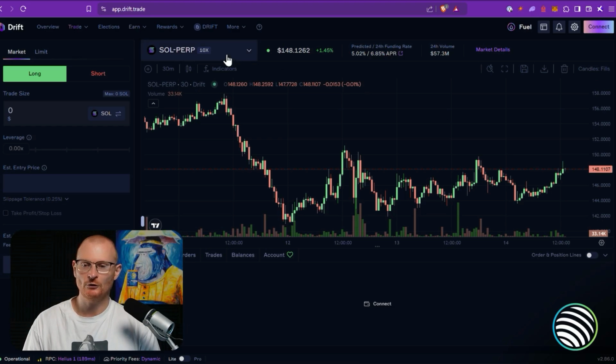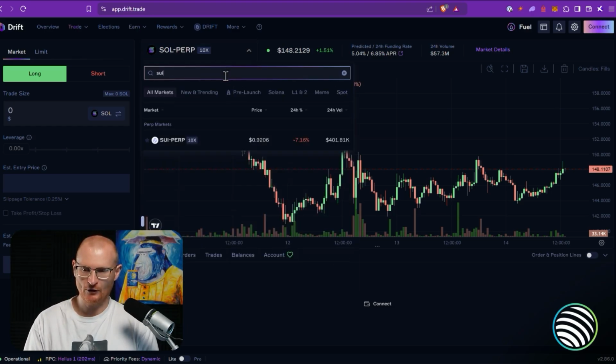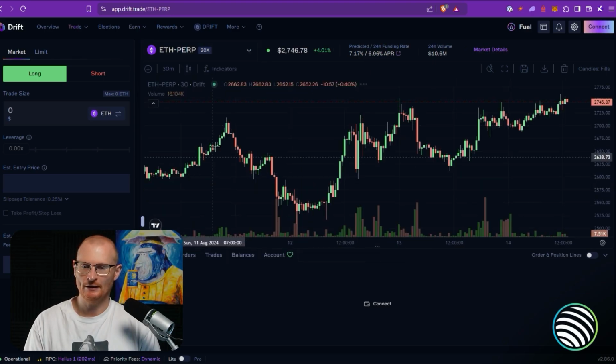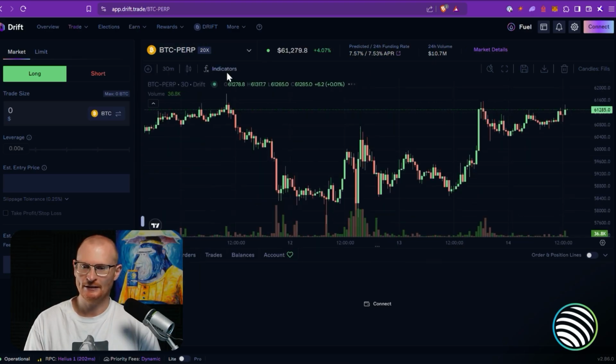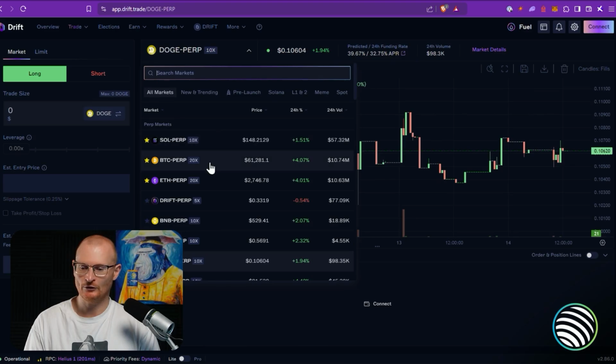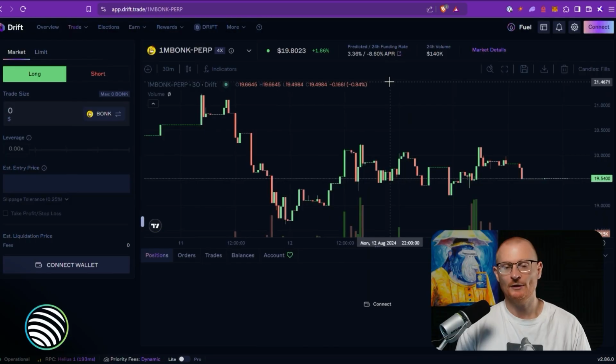So let me show you an example. Let's have a look and see if we can find a token that's maybe a little bit more hyped right now. Maybe some ETH, not quite there. BTC, nothing there. What I'm looking at is this value over here. Doge, that's pretty high, that's 32%, but I want to show you one more. Maybe Bonk. This could show us something decent.